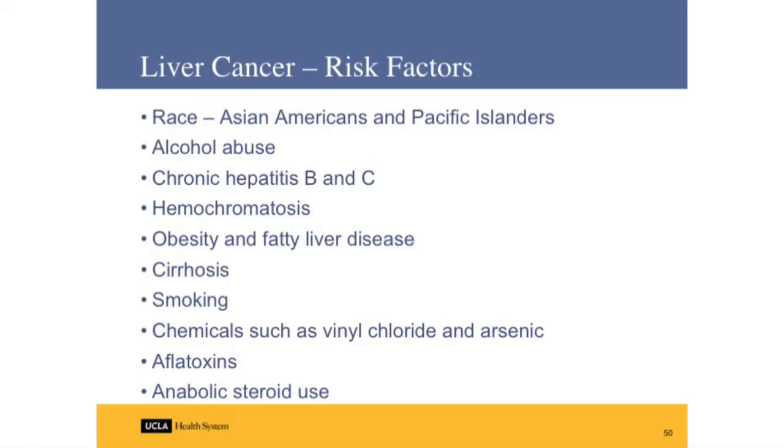Hemochromatosis is a hereditary disease which is associated with too much iron in the liver, and that's a risk factor. There are other hereditary diseases of the liver, such as alpha-1 antitrypsin deficiency, Wilson's disease. Those are also risk factors of developing liver cancer.